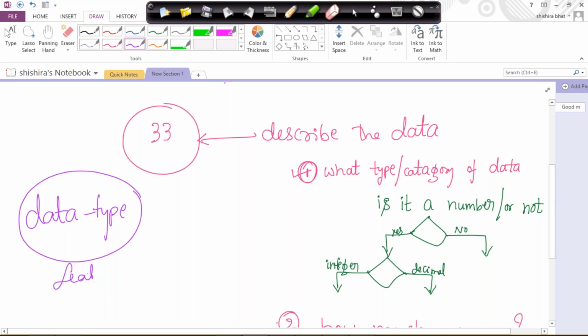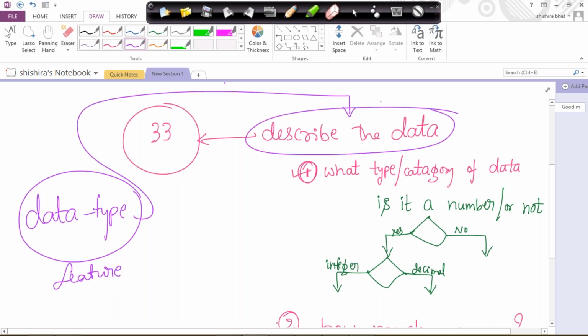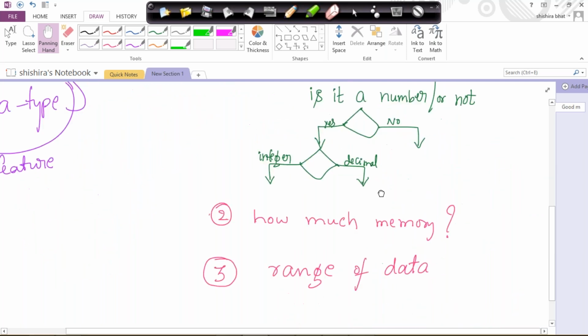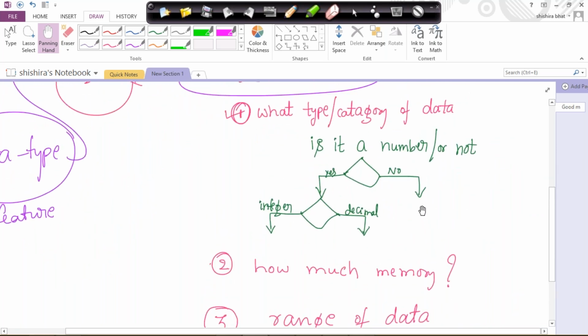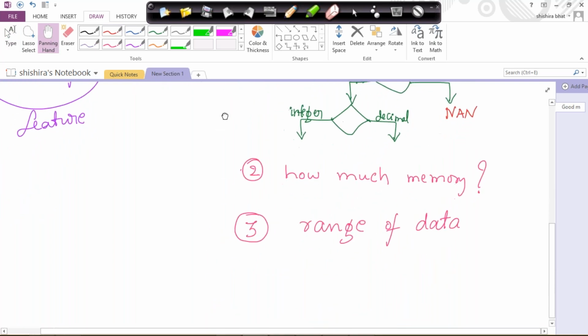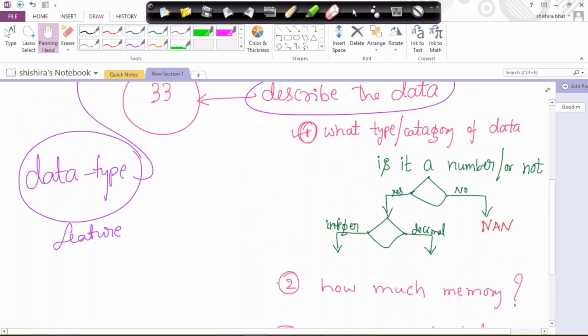Data type is one of the features of a programming language which is used to describe the data, right? When you want to describe a data, it describes a few things: what type or category of data it is, whether it is a number or not a number. If it is a number, what type of number, how much memory is required to store the data, and what is the range of data? So these three things are described by using something called data type.